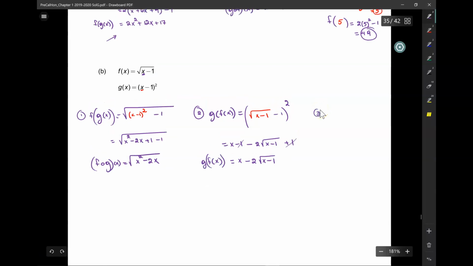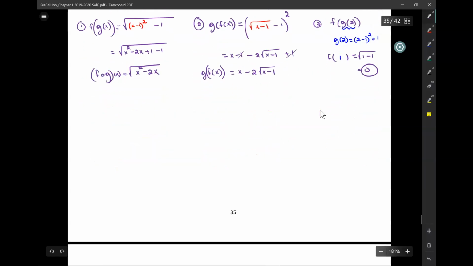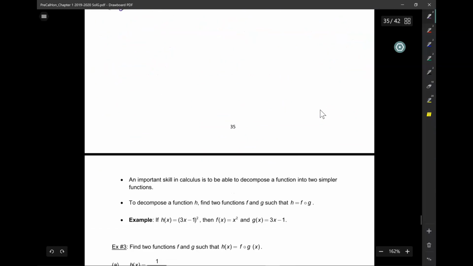Now, number 3, I want f of g of 2. I'm going to start with g of 2, and that's 2 minus 1 squared, 1. And so finally, f of 1 is the square root of 1 minus 1, 0. All right, awesome. Moving right ahead.